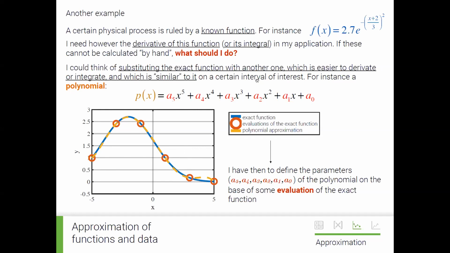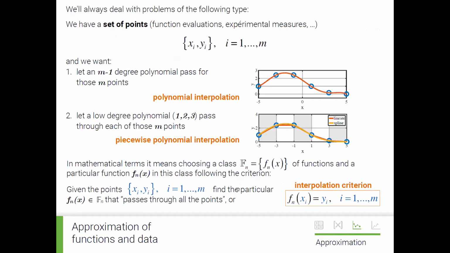Okay, now we have a set of points. Let's consider it in general. We have a set of points xi, yi, where i changes from 1 till m. And we want, first case, an m-1 degree polynomial to pass through those m points. Here you have the graph of this m-1 degree polynomial, and you need to find it through these m evaluation points. This is called polynomial interpolation.